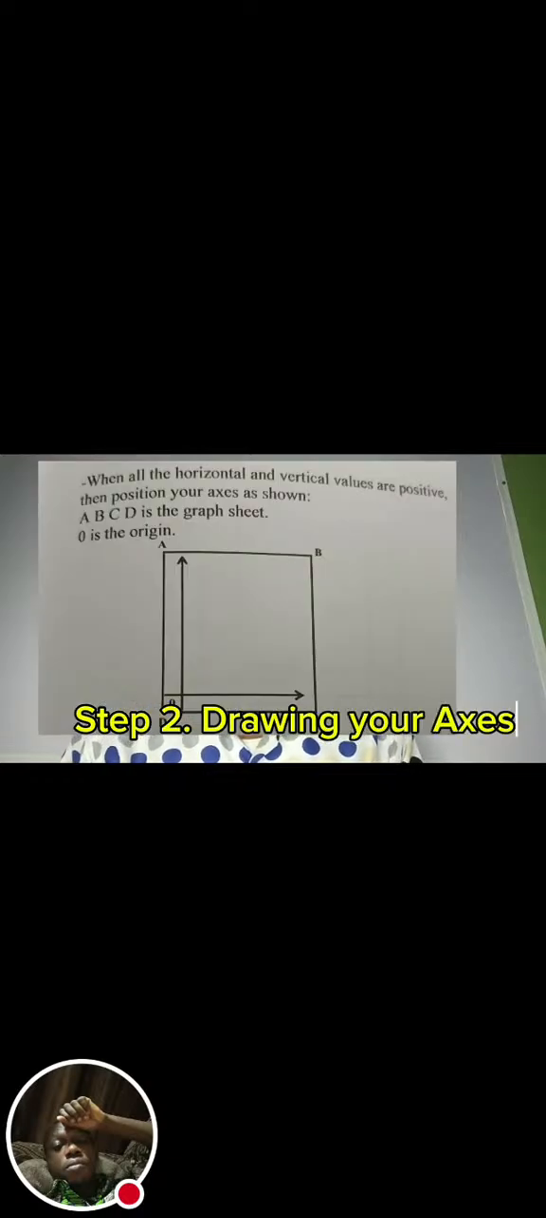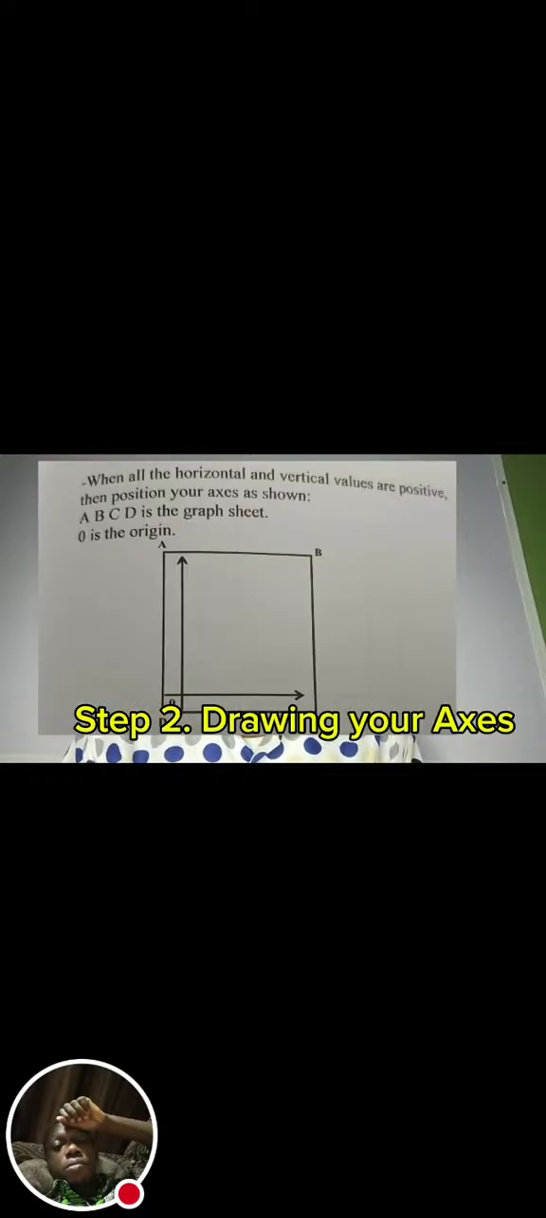So that's it about the table. Please always make it neat. Try not to shade, and make it very, very neat. You can write in pencil first before you trace with your biro. So the second step is drawing your axis.